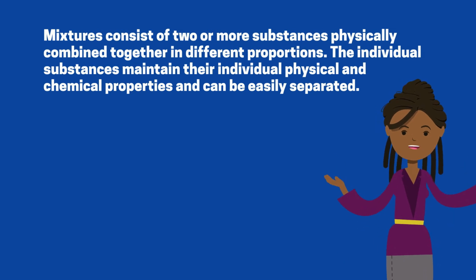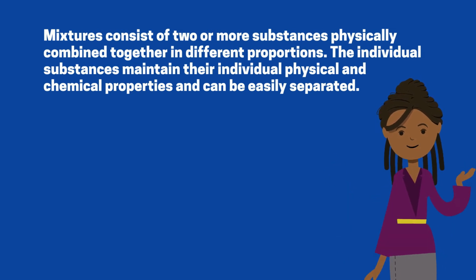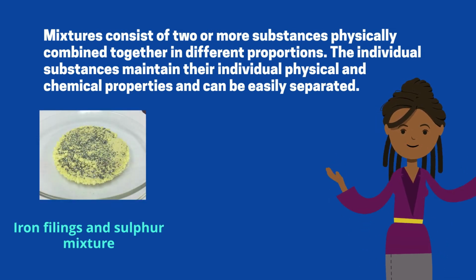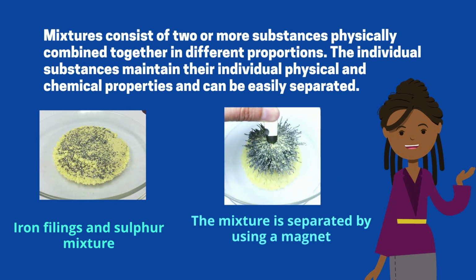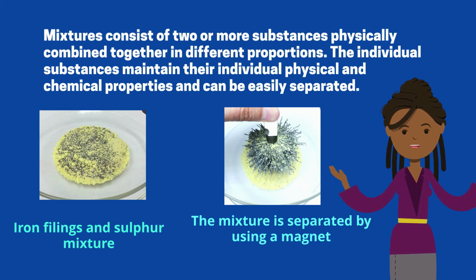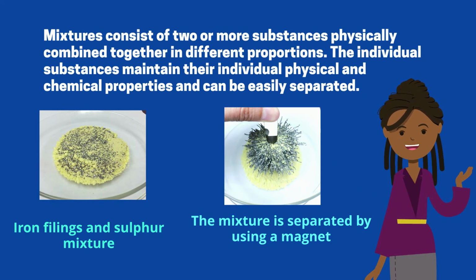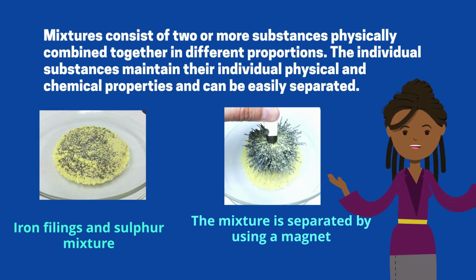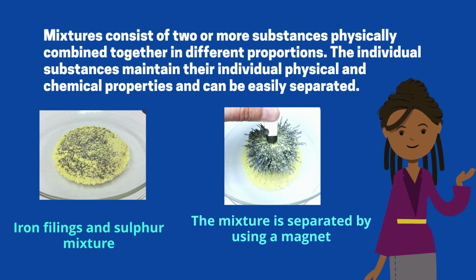Mixtures, on the other hand, consist of 2 or more substances physically combined together in different proportions. The individual substances maintain their individual physical and chemical properties and can be easily separated. We can see this in the example of iron filings and sulfur mixture. The mixture is actually separated by using a magnet.